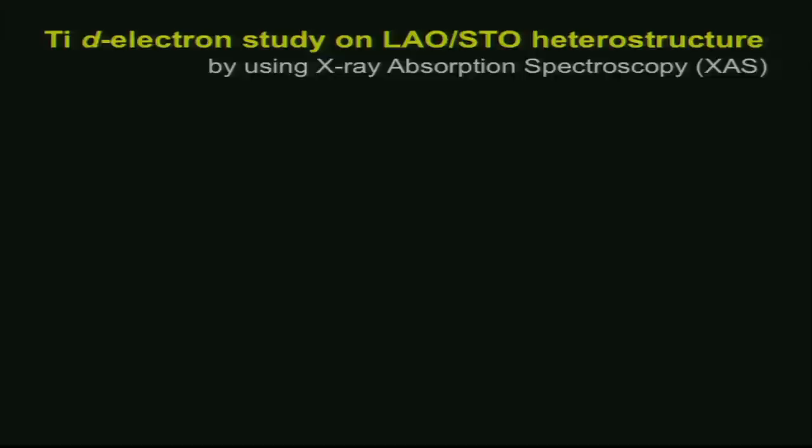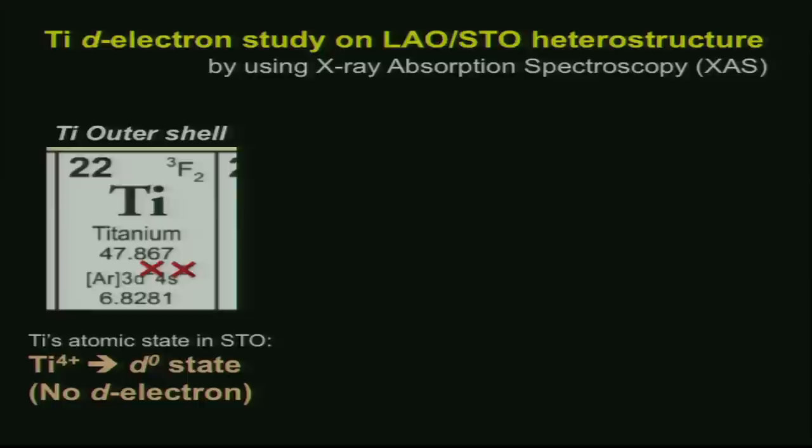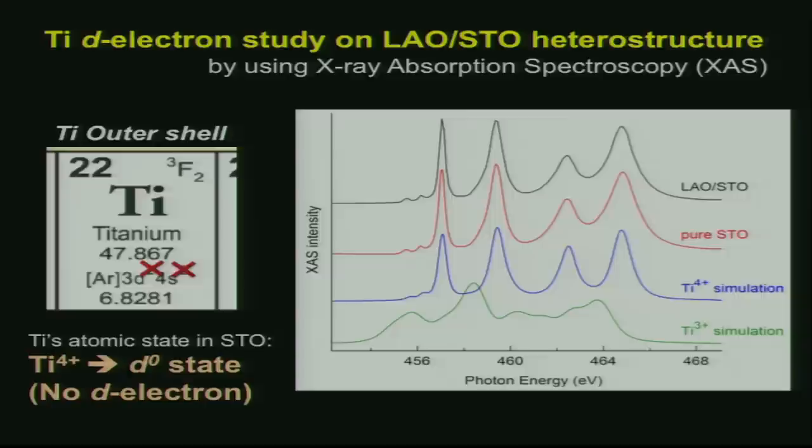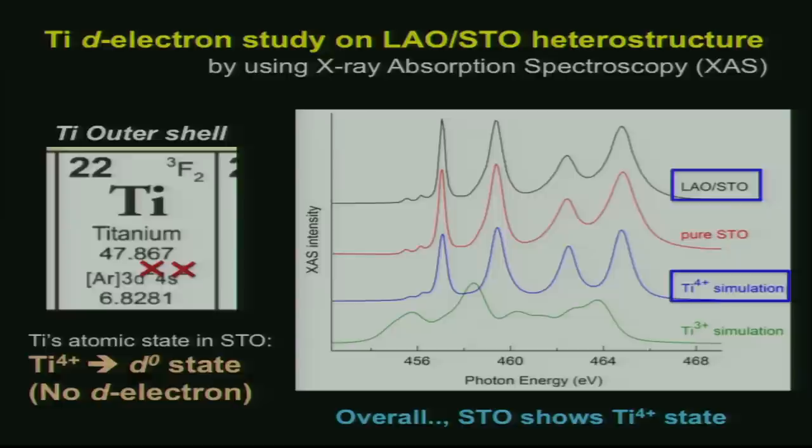So, titanium. As I showed before, titanium is basically d0, titanium 4 plus inside the STO. So there is no additional electron. So this is basically the X-ray absorption spectrum. Maybe many people are not familiar with that, but you don't need to understand the spectrum. Just think about the shape. So basically, this is our heterostructure spectrum. Peak, peak, peak, peak. So it's 4 peaks. And I measured the pure STO, not the heterostructure, just pure. That also showed peak, peak, peak, peak. Same thing. I also calculated the titanium 4 plus ionic state. That also showed peak, peak, peak, peak. So basically, the LAO/STO absorption behavior is titanium 4 plus behavior. So there is no sign of additional electron inside. Still bulk-like titanium 4 plus behavior inside the heterostructure.